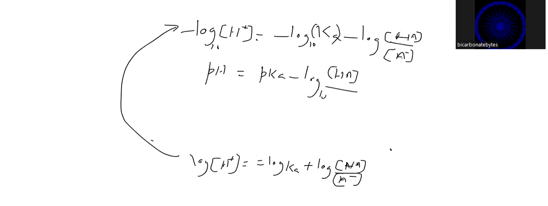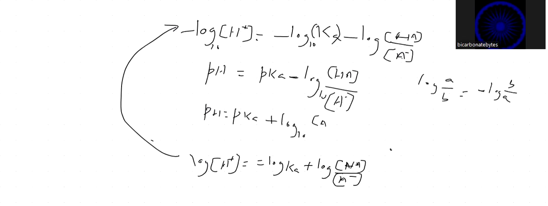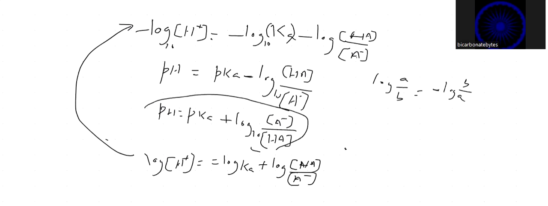Now, if you know again, log A by B would be negative log B by A. You can take the reciprocal and then put a minus. We have a minus sign already here, so we'll take the reciprocal value of this and make it plus. So pH is equal to pK plus log to the base 10 of conjugate base by acid. This is the Henderson-Hasselbalch equation, and we have arrived at it.